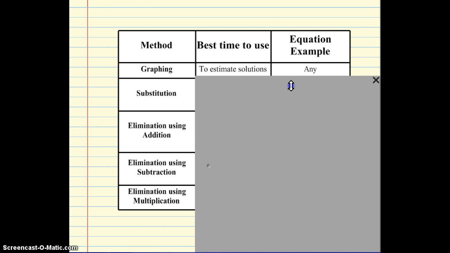All right, let's start with graphing. When we are graphing, the best time to use it is if we just want to estimate a solution. It doesn't have to be super exact, and we can do that with any equations.